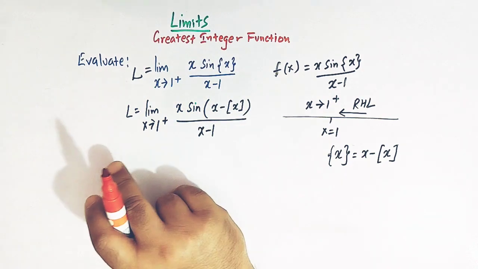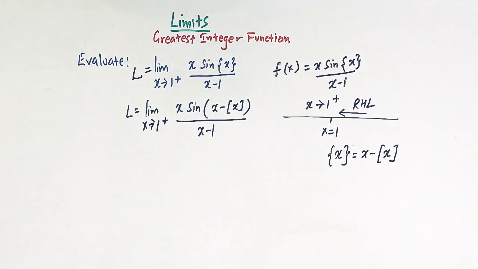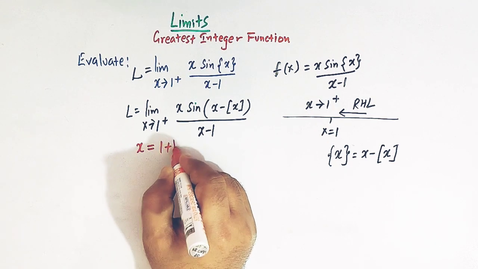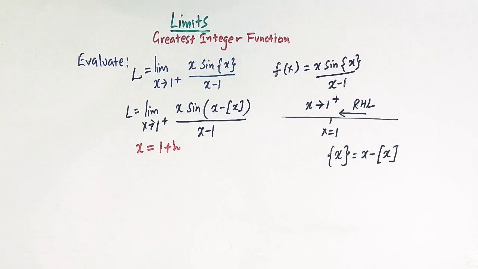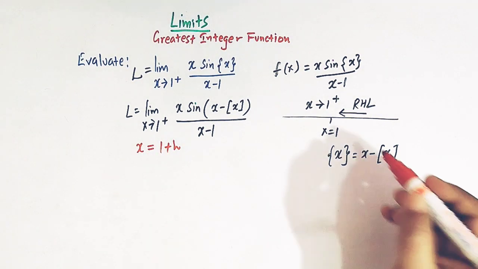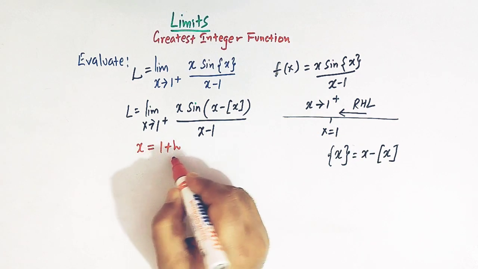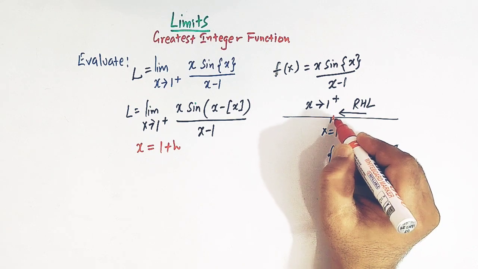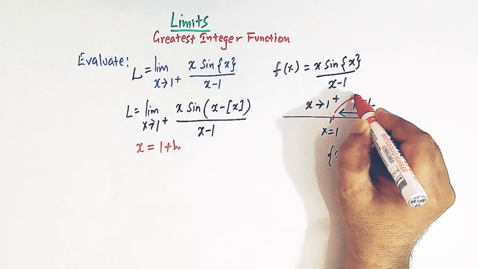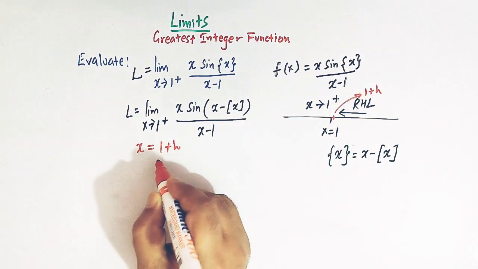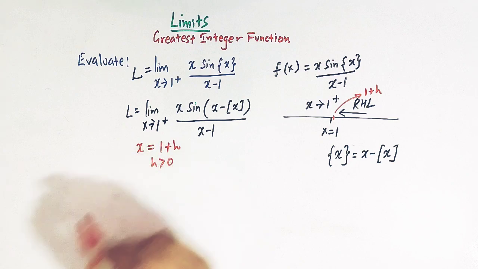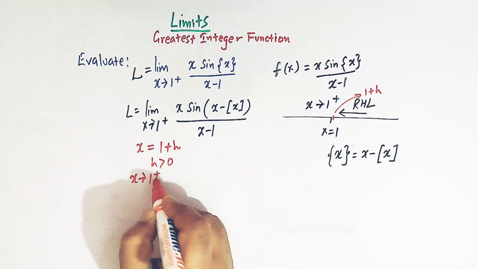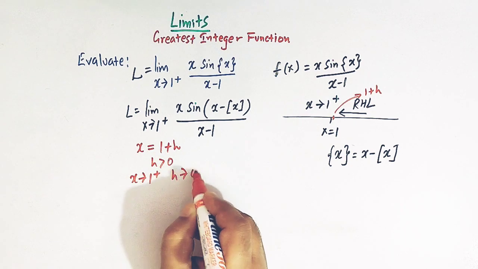Now to evaluate this limit, we'll make the substitution x is equal to 1 plus h. This point 1 plus h lies in the right neighborhood of x equal to 1, where h is greater than 0 and infinitesimally small. So when x tends to 1, obviously h tends to 0.